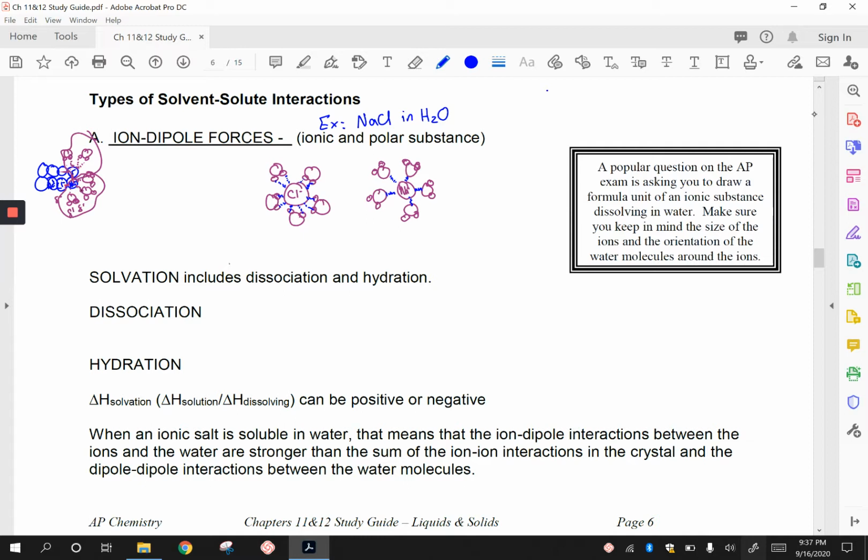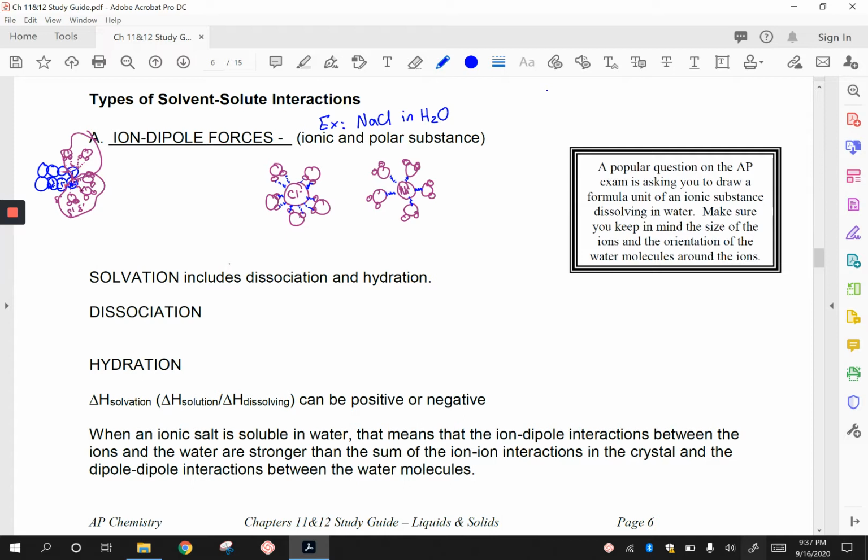make sure you keep in mind the size of the ions and the orientation of the water molecules around the ions. So you've got to be careful that you draw them to size, so the sodium ion is smaller than the chloride ion. And also the orientation of the water particles. So you want the oxygen side of the water to be facing the sodium ion, and the hydrogen side of the water to be facing the chloride ion.